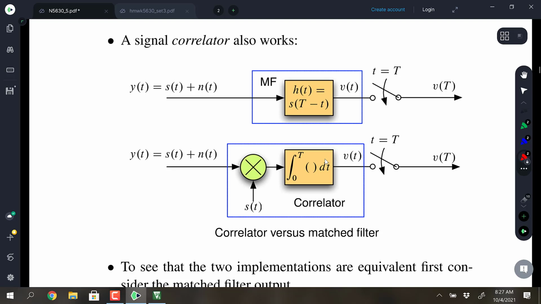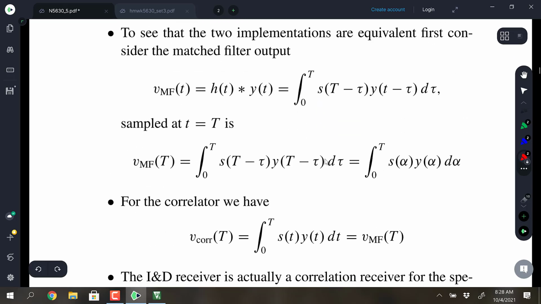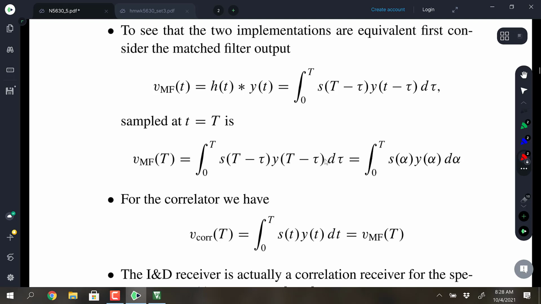This is the matched filter. The signal comes along, we have a time-reversed and shifted-for-causality impulse response, and make a decision. The correlator view of it is down below. What's inside the blue box is what goes on in the receiver: we take the received signal, multiply by s of t, and then integrate. To see that they're equivalent, we can look at what the convolution integral looks like right here, and then of course we sample that at capital T.